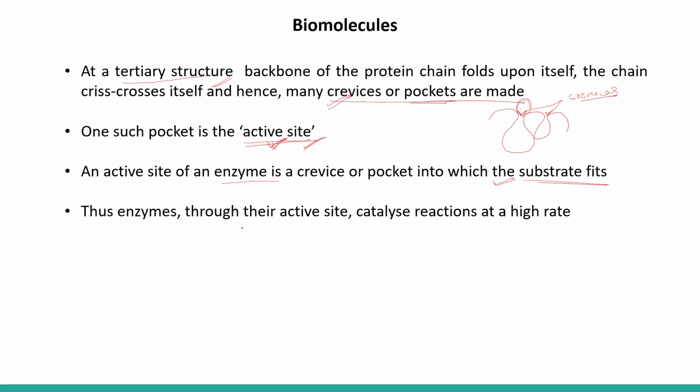The enzyme, through its active sites, catalyzes the reaction at a high rate. So if they have lots of active sites, the substrate gets attached to them, and later on it catalyzes the reaction and the product is formed. The substrate changes to a new product, and this enzyme increases the rate of reaction.